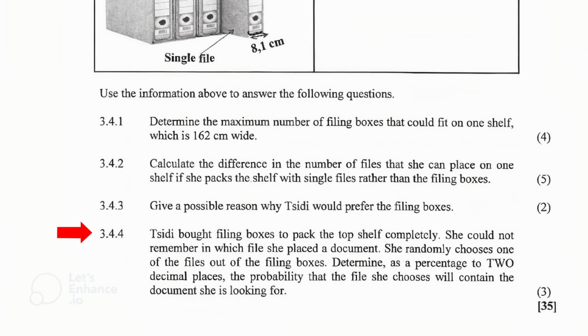3.4.4. CD bought filing boxes to pack the top shelf completely. She could not remember in which file she placed a document. She randomly chooses one of the files out of the filing boxes. Determine as a percentage to 2 decimal places the probability that the file she chooses will contain the document she is looking for. With filing boxes, the top shelf will have 16 files.